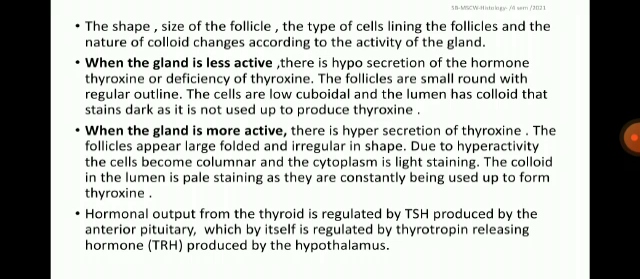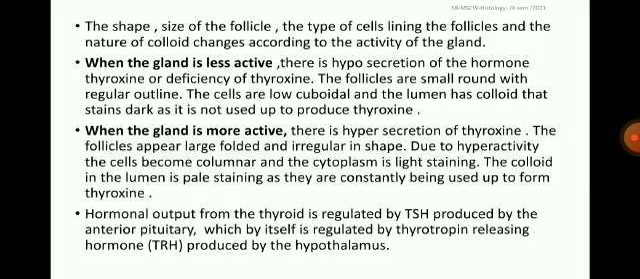as it is not used up to produce thyroxine. On the contrary, when the gland is more active, there is hypersecretion of thyroxine. The follicles appear large, folded and irregular in shape in an active gland, and due to hyperactivity, the cells become columnar and the cytoplasm is pale staining, and the colloid in the lumen is also light or pale staining as it is constantly being used up to form thyroxine hormone.